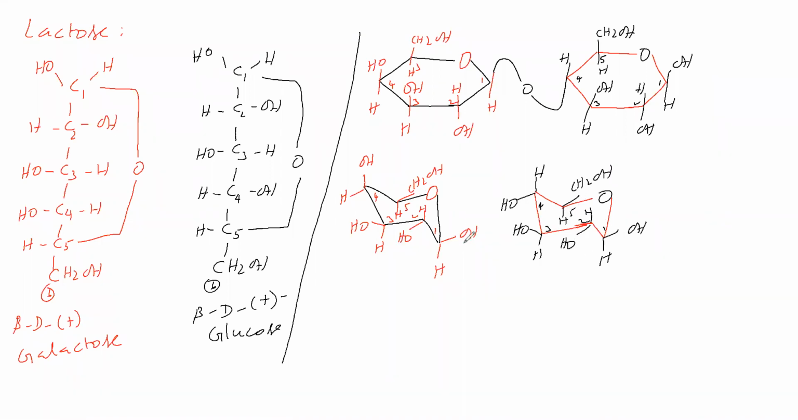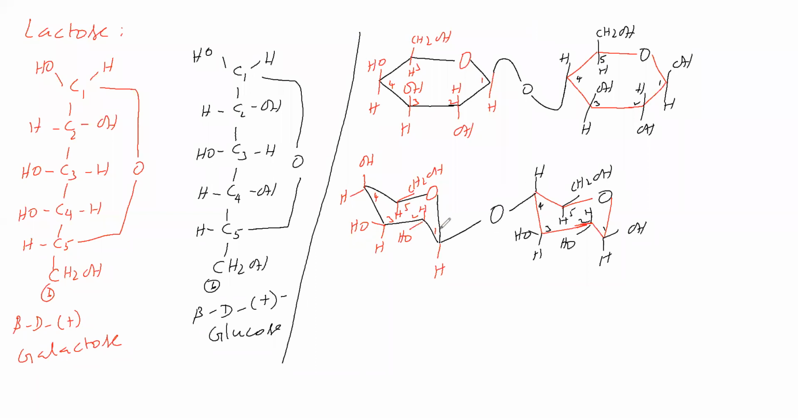The OH group of C1 carbon in galactose and the OH group of C4 carbon in glucose are going for the glycosidic linkage. So we can say galactose C1 carbon and glucose C4 carbon are going for the glycosidic linkage. We can give it like this.